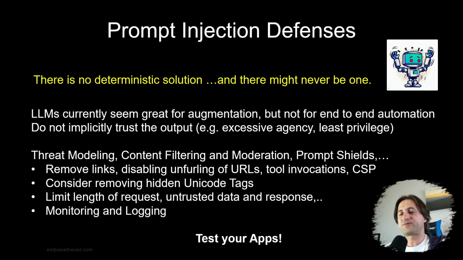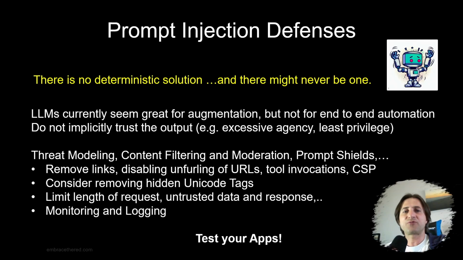And to give a brief run through also about some mitigations and defenses, high level, I think LLMs are really good for augmentation, right? I use ChatGPT every day. It's really great for certain tasks, idea creation and so on. But I don't think it's really that great yet for end-to-end automation. It's just not reliable enough, and you always need to have a human in the loop because there's just too many possible outcomes that you cannot predict. So we cannot implicitly trust the output.